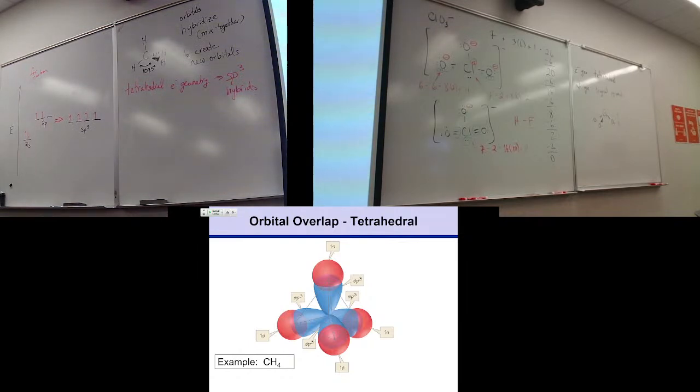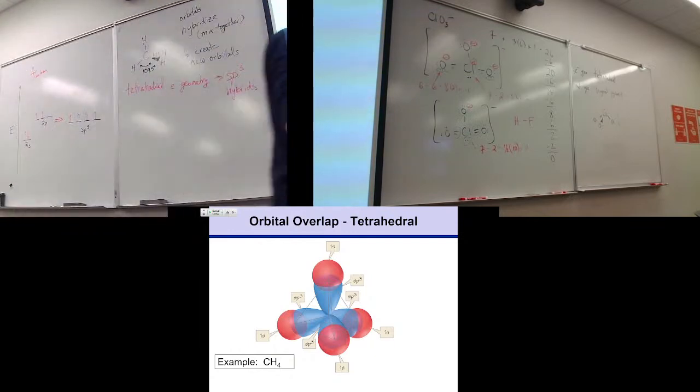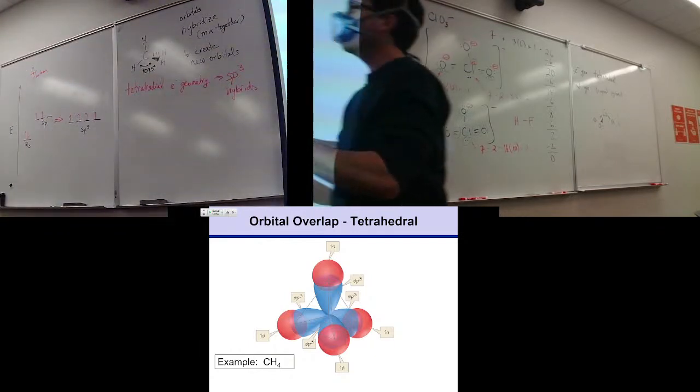So again, this is one theory on how we can describe bonding, how we can describe what's happening in covalent bonding. This is called valence bond theory. And as part of valence bond theory, we have this idea called hybridization of orbitals. And it works pretty well. Organic chemistry is all over this stuff.